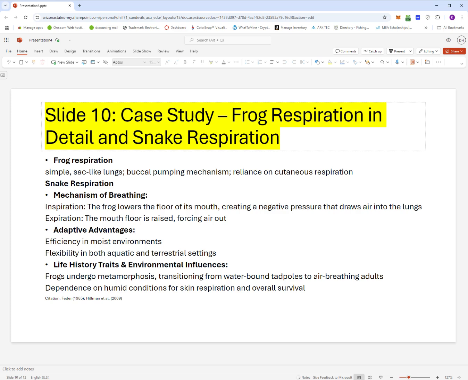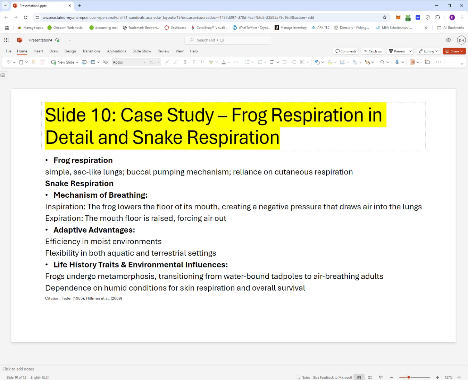This dual respiratory mode is particularly advantageous in the moist environments that frogs inhabit, where water is abundant and skin remains moist. Such an arrangement is closely linked to their life cycle, as frogs undergo metamorphosis, transitioning from aquatic gill-bearing tadpoles to terrestrial air-breathing adults.